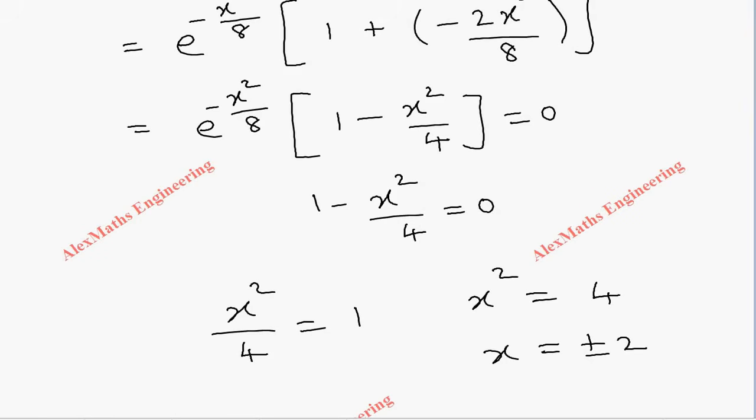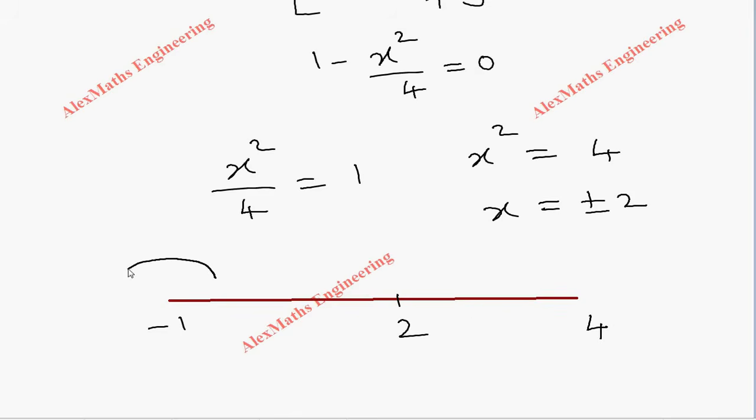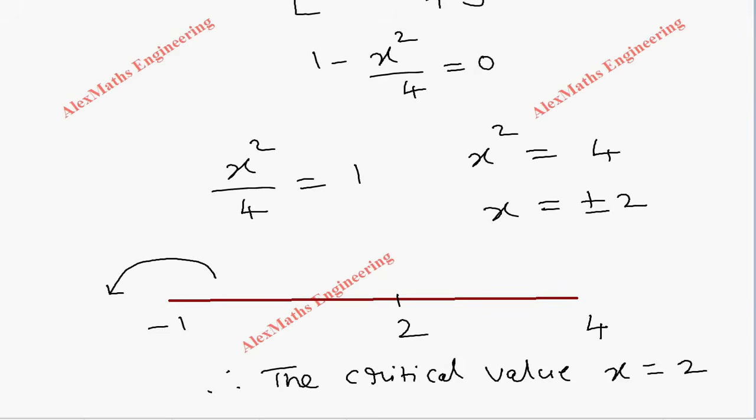And we have to plot this critical value on a number line. The interval given in the question is minus 1 to 4. Here we can place only one critical value within the interval, and the other value, minus 2, lies before minus 1. So we cannot take that. Therefore, the critical value x is the only value 2.